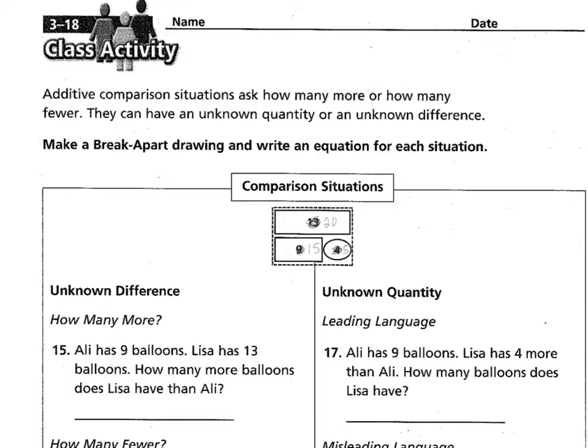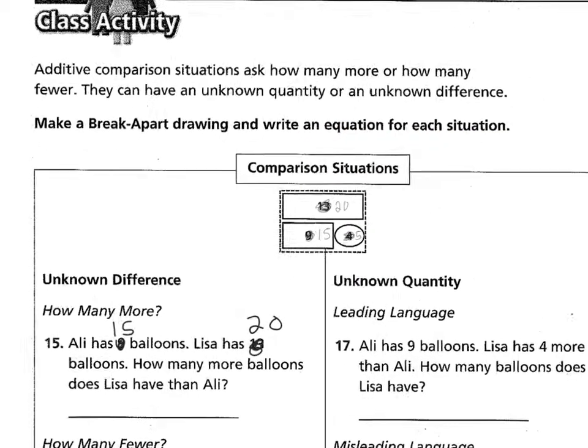All right, on this page we are talking about additive, so adding comparison situations. And they ask how many more or how many fewer. They can have an unknown quantity or an unknown difference. We're not going to make a break apart drawing. We're going to do a comparison situation. We're going to do comparison bars, and write an equation for each situation. Let's look at the first problem.